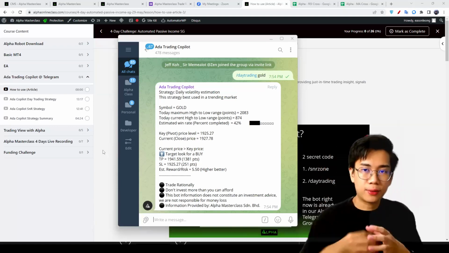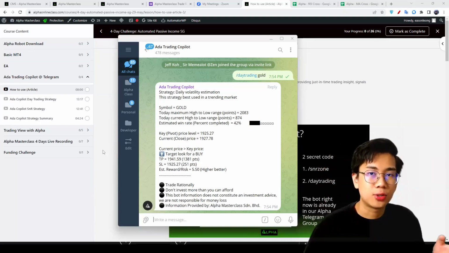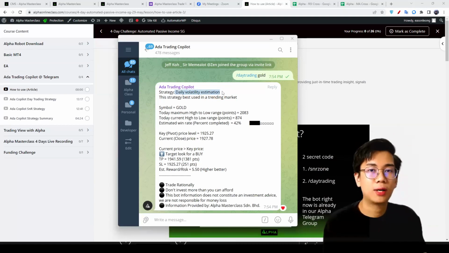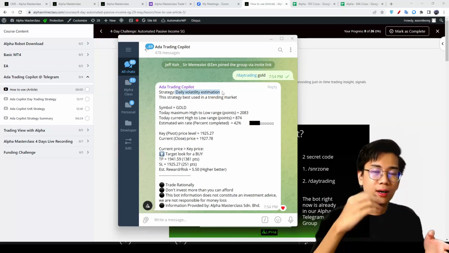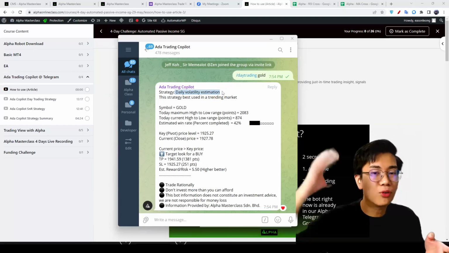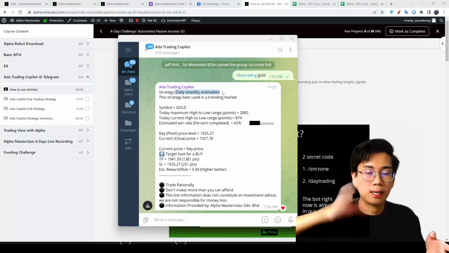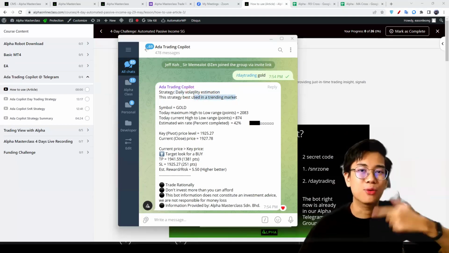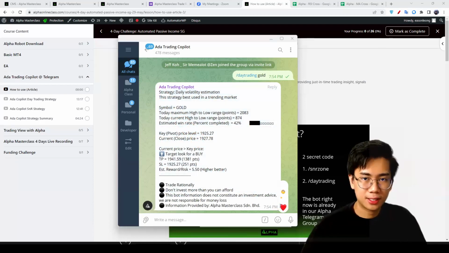Okay, so like what you can see, this is a gold trading strategy. This strategy is a daily volatility estimation. This estimation is based on volatility, estimating whether the direction should be up or down. Volatility means the price movement up and down, those kinds of speed movements. It's best used in a trending market, meaning a time when the market can move. So we copy this for us.